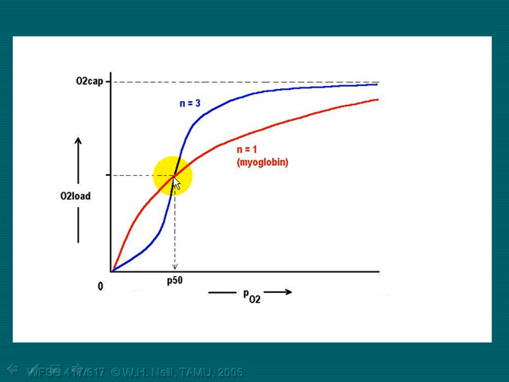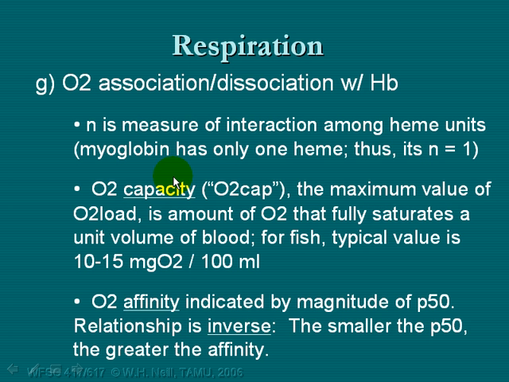So I do encourage you to open up that Excel file and find the sheet that has to do with the power hyperbolic and try out different values just to see what the curves look like for yourself. I've already told you that N is a measure of the interaction among the various heme units within the hemoglobin molecule. And it's 1 because myoglobin only has 1 heme.